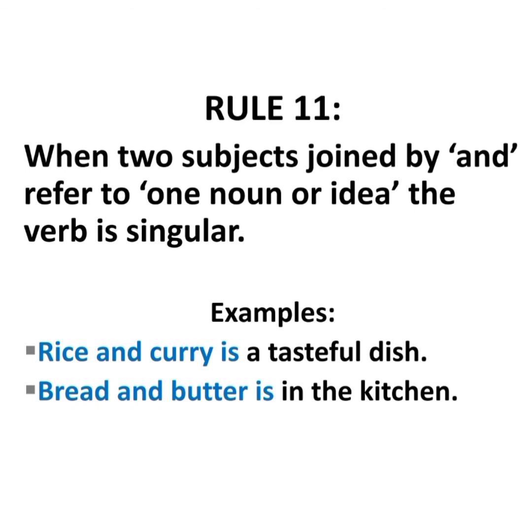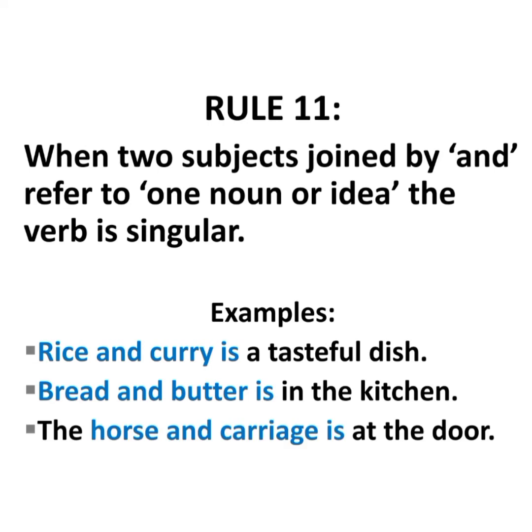Bread and butter also comes as one, so you must have singular verb. Bread and butter, they have one aim, that is a kitchen. So since they aim at the same thing, okay, they are referred to as one, so you must have singular verb. The horse and carriage. This also comes together. They come as one. They're regarded as one. So you must have singular verb.